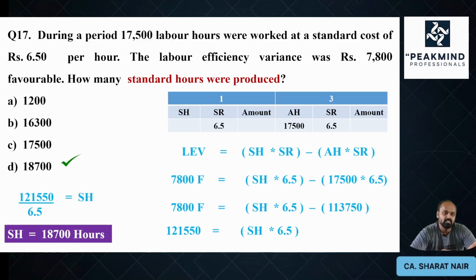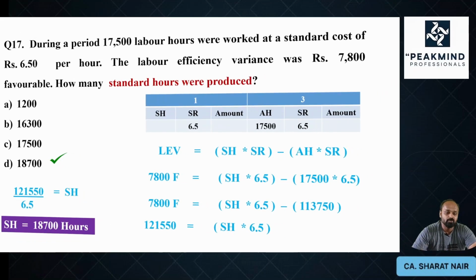So please understand, 18,700 is the total time of work, the total hours which they were expected to work, but they completed the entire job within 17,500 hours. That is the reason why we are having 7,800 efficiency variance as favorable. Okay, now next moving to question number 18.